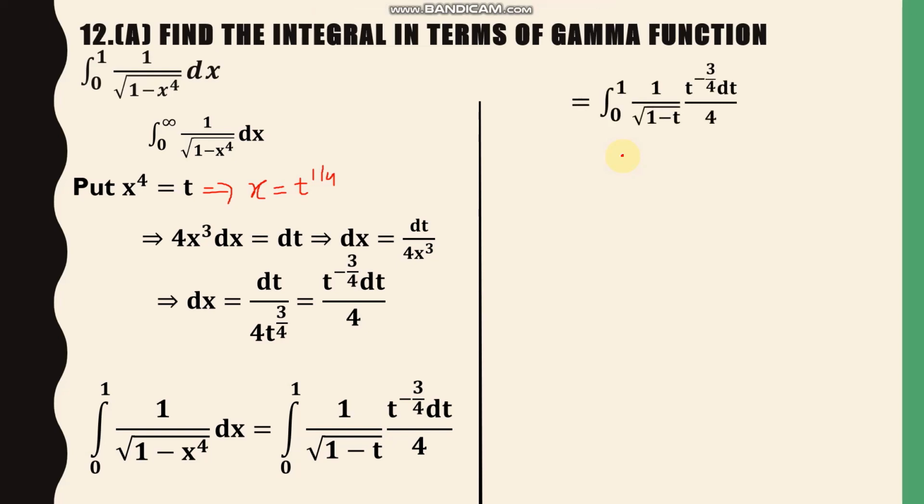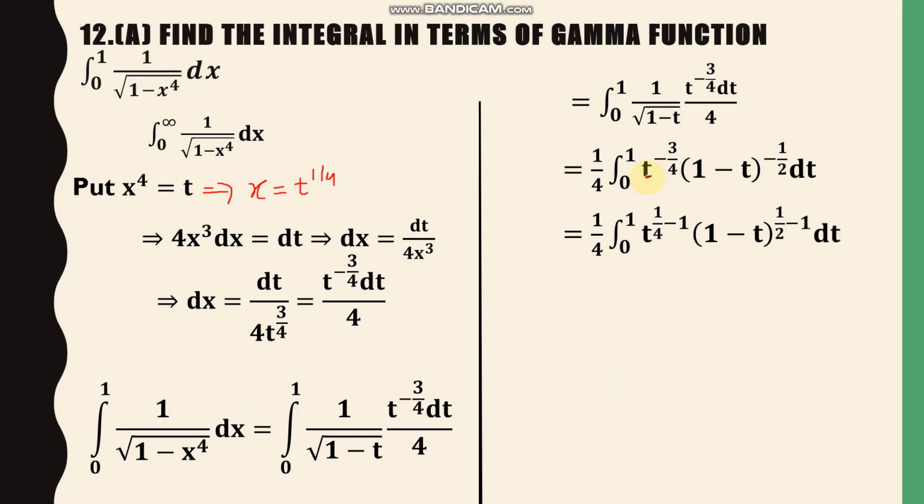We can take 1 by 4 outside and we will make it of the form of the beta function. Minus 3 by 4 can be written as 1 by 4 minus 1, and 1 by 2 can be written as 1 by 2 minus 1. So this is of the form of beta m, n. So this is beta 1 by 4, 1 by 2.